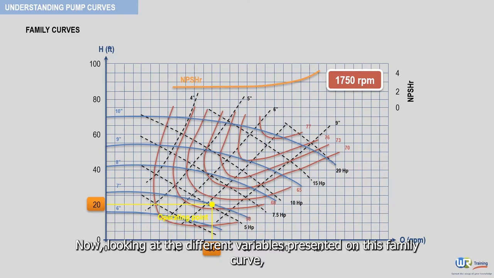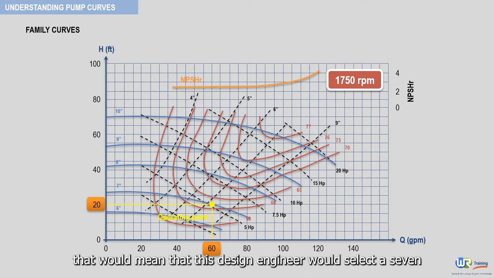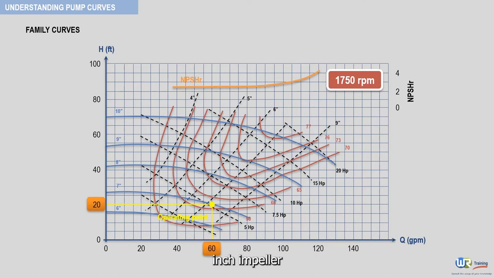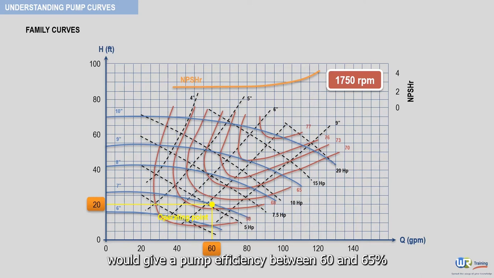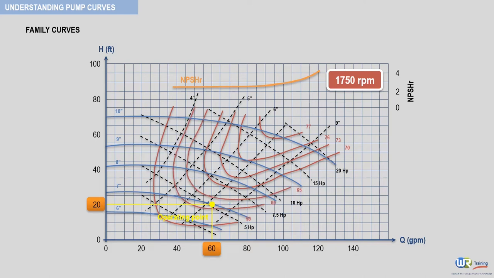Now, looking at the different variables presented on this family curve, that would mean that this design engineer would select a 7-inch impeller. Operating the system at this point would give a pump efficiency between 60 and 65%. In addition, a motor of 7.5 horsepower would be the best fit for this configuration.